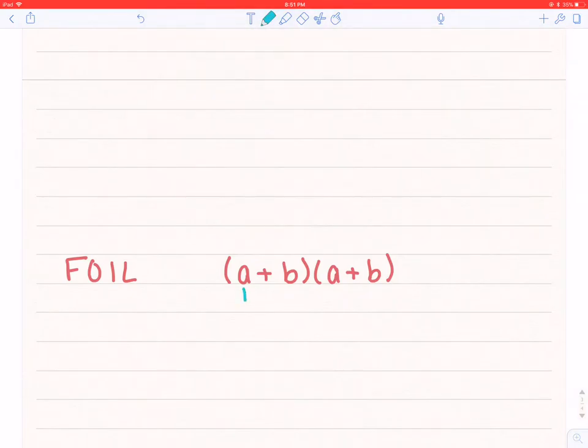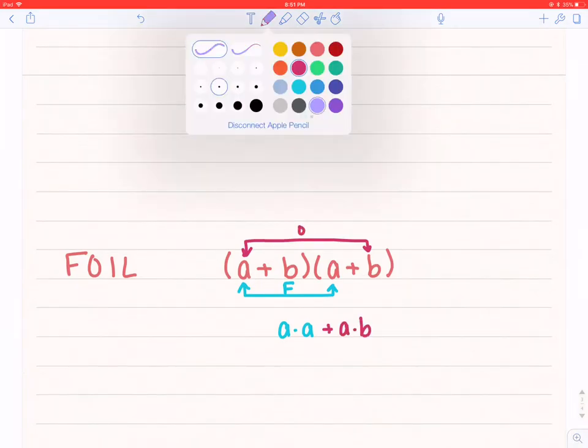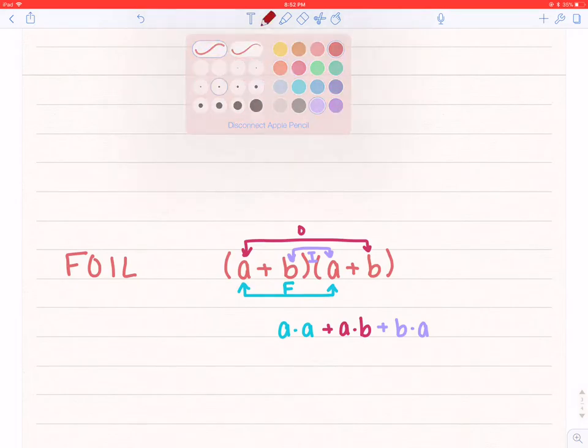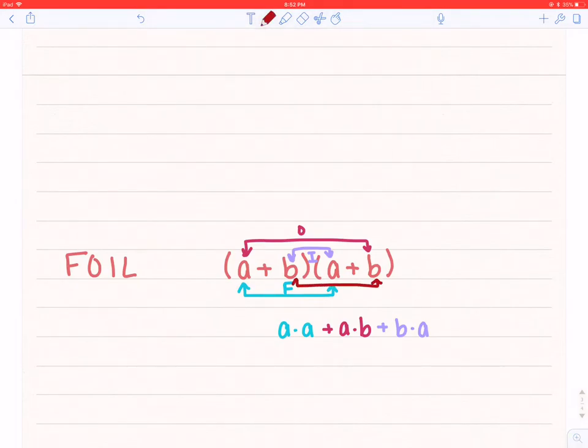you would multiply the first. So you would have A times A. You'd multiply the outer, A times B, and then you'd multiply the inner, B times A, and then also would multiply the last, B times B. So that same idea is going to apply in these multiplying of radicals.